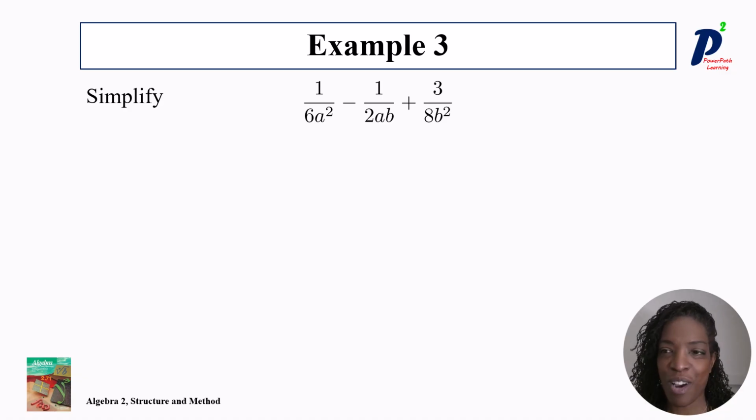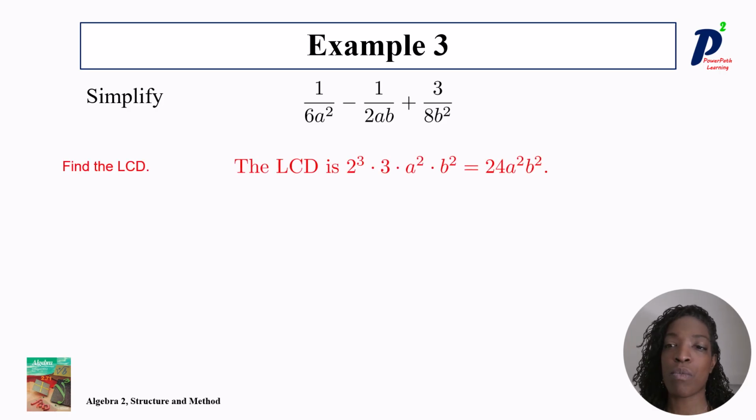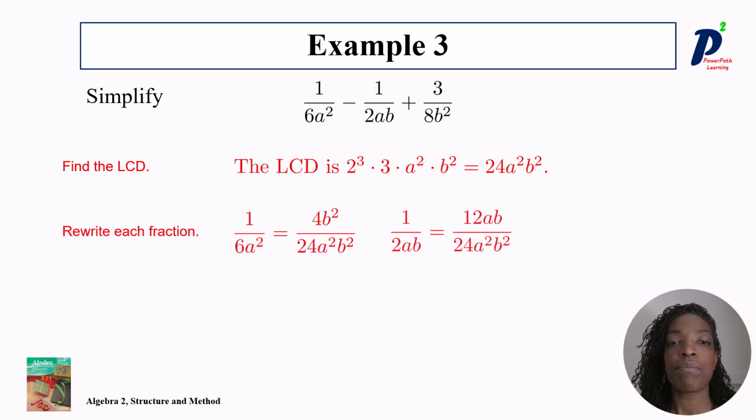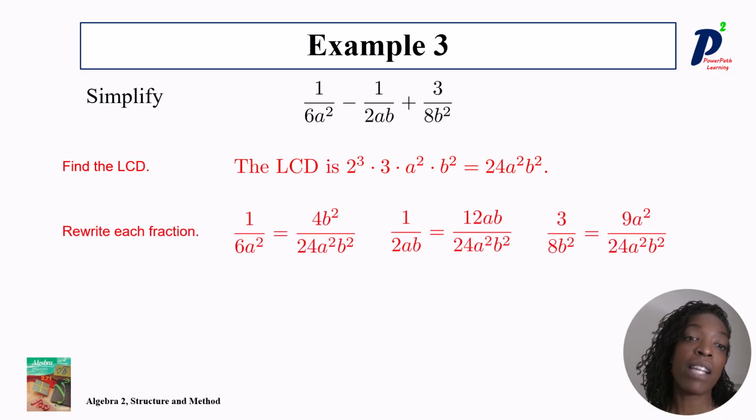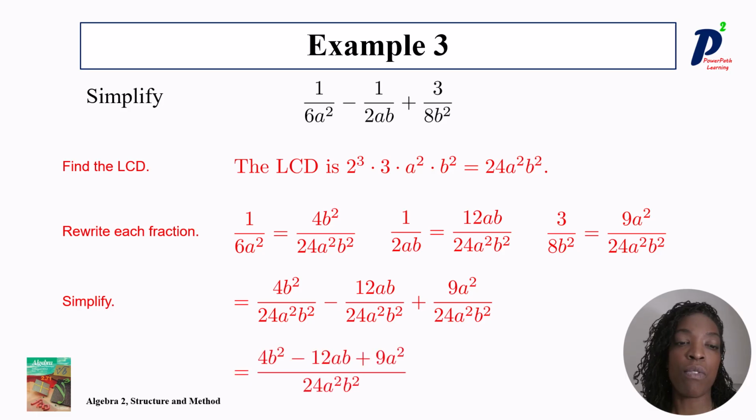Pause the video and give this one a try on your own. We do not have like denominators, so we need to find an LCD. I'll get started. Okay, 2 cubed times 3 times a squared b squared is 24a squared b squared, which is our LCD. So I'm going to rewrite each fraction over 24a squared b squared. And then I'm going to go ahead and do the usual math I was going to do before.